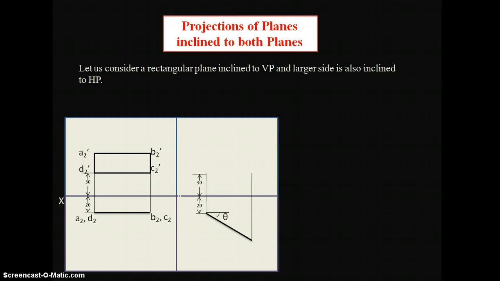Okay, now I have drawn a construction line for representing the front view. In the second case, in the front view we'll get the rectangular plane with reduced length because the inclination is given to the vertical plane here. So this is the reduced length we got.